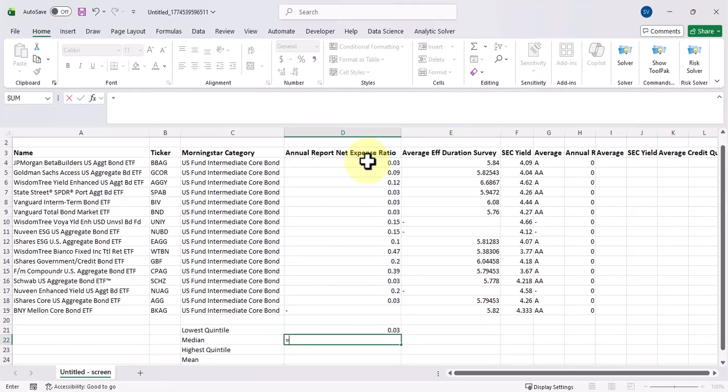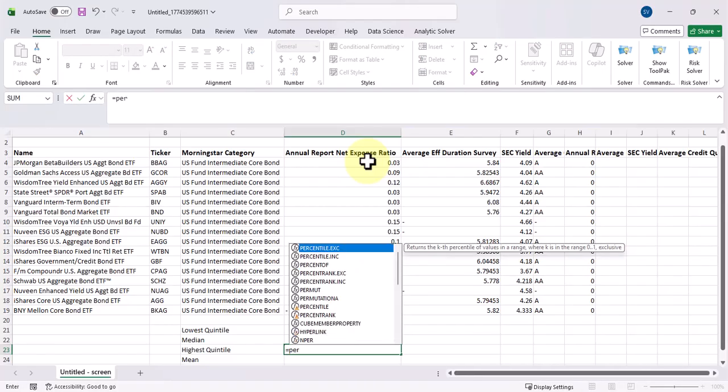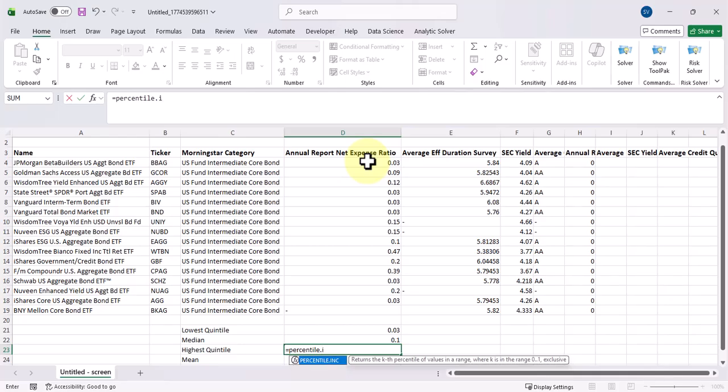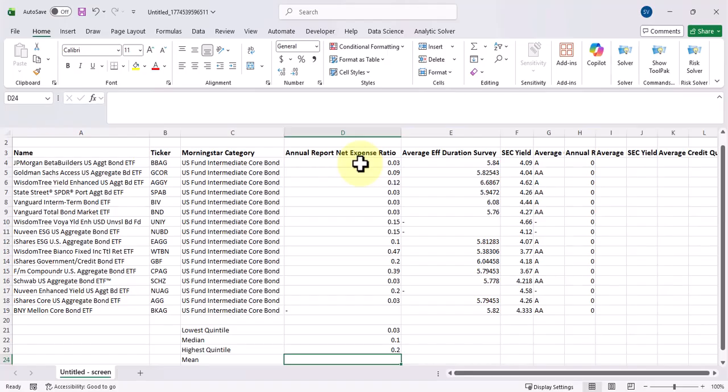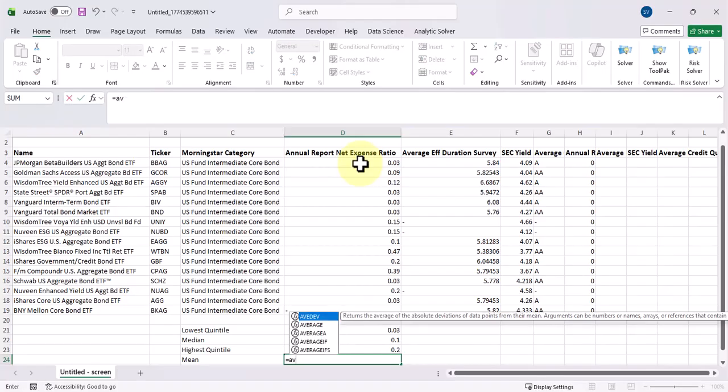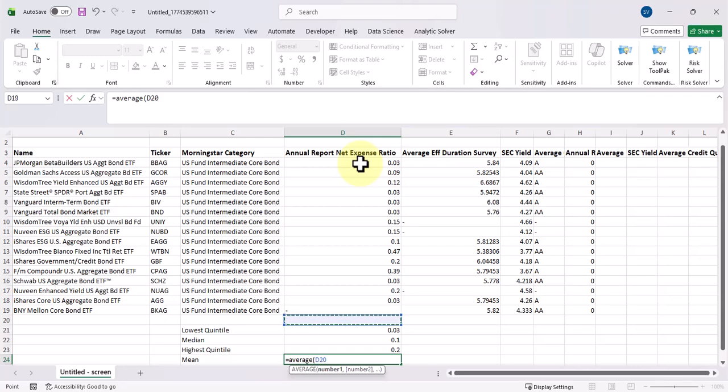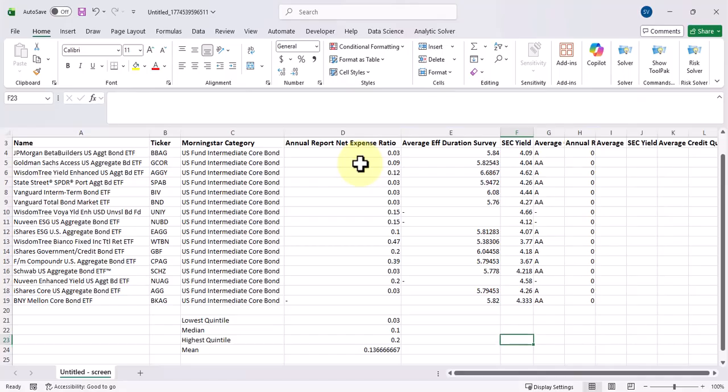The median, and then I'm just going to type in median, nothing fancy here. And then the highest quintile, which is going to be equals percentile .inc, open parentheses, highlight the array there. I'm going to put in 0.80 here. I want the upper 20%. And that gives me a value of 0.2. Then the average. And then I'm going to pull this across.